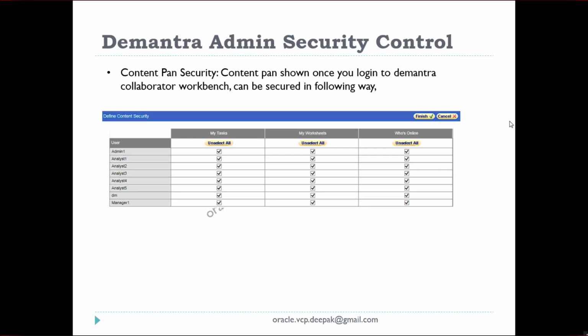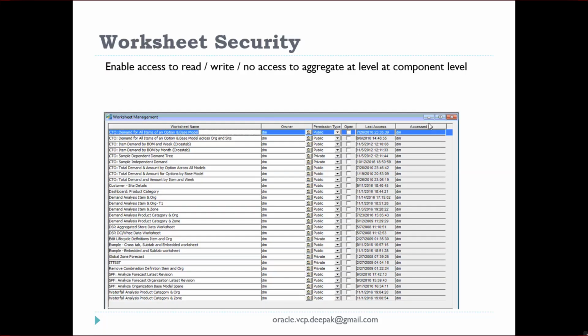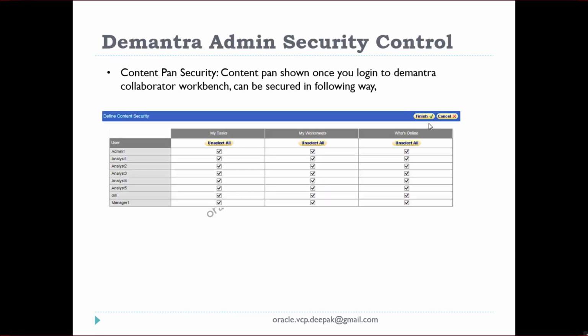Then further we can put restrictions. Like if you want to disable who is online for all the users, then again you can do it from the collaborator admin. Then you can say for this user, who is online should be disabled, uncheck all of this, then who is online will be disabled. So that's all about what we can do from collaborator workbench, collaborator admin.